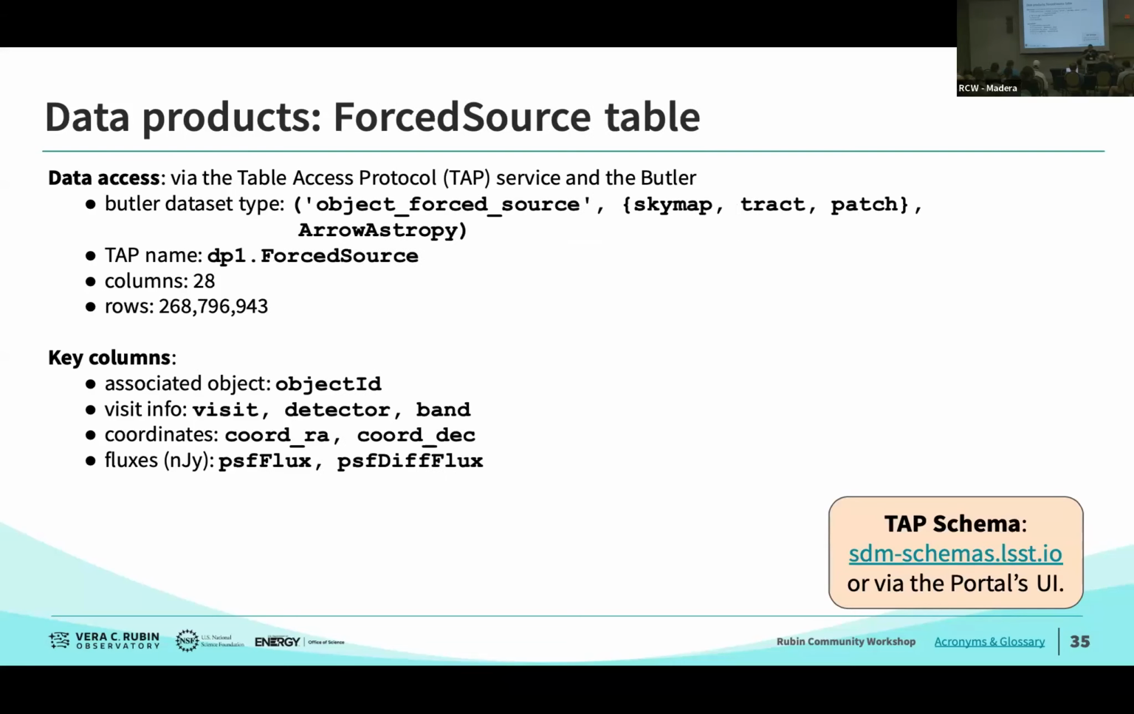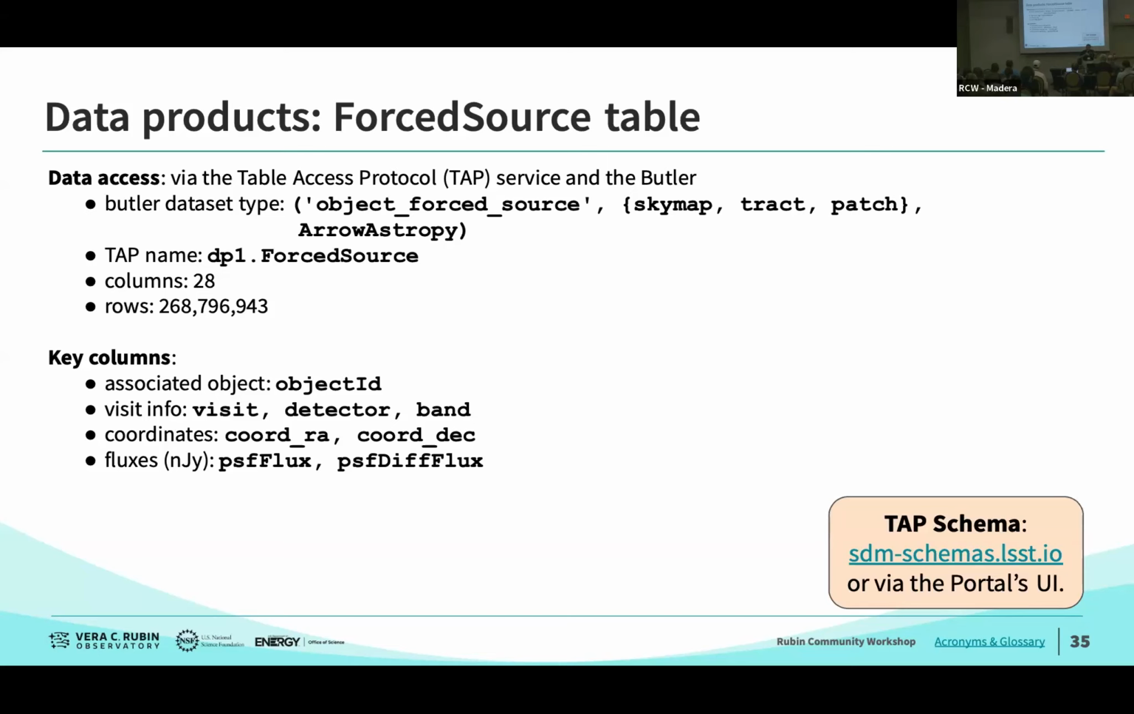And then lastly, we have the force source table, which again we recommend that you access via TAP. Some of the useful columns include the object ID. It also includes information about the band and the detector. It has its own set of coordinates. You may note that the coordinates are coord_ra, which is different from the source table. It also includes fluxes both from the direct images and the difference images. The difference image flux is this PSF diff flux.